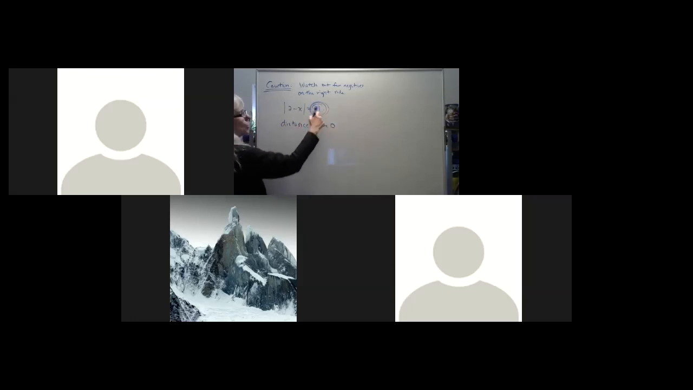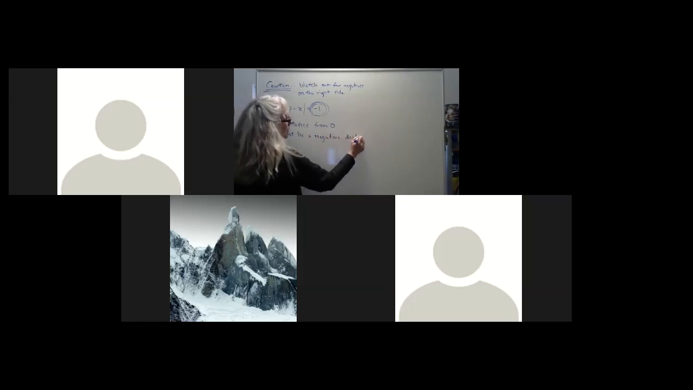How can I be a negative 1 unit away from 0? Distances are never negative. So anytime there's a negative on that right-hand side with an equal to, we know that it's a no solution. So we can't be a negative distance from 0. So in this case, the answer is going to be a no solution because of the negative.